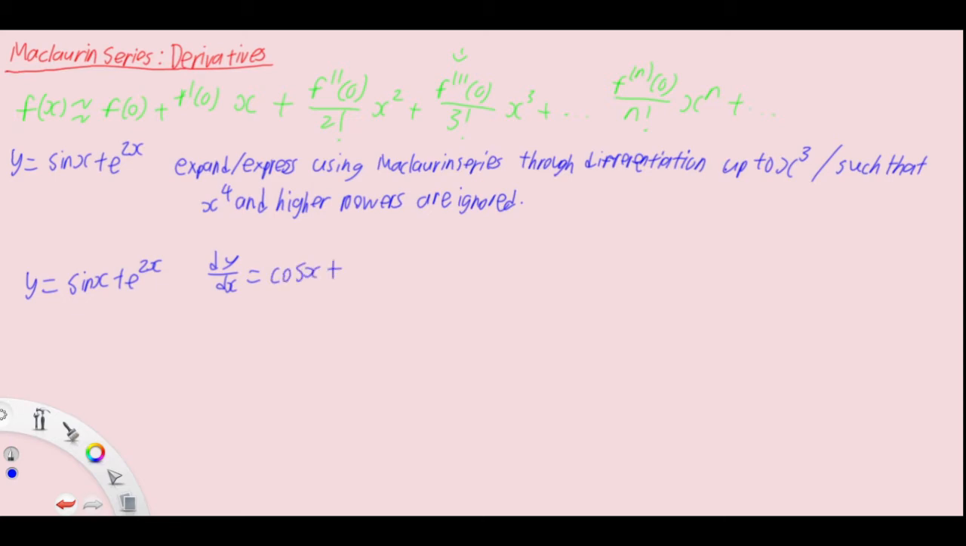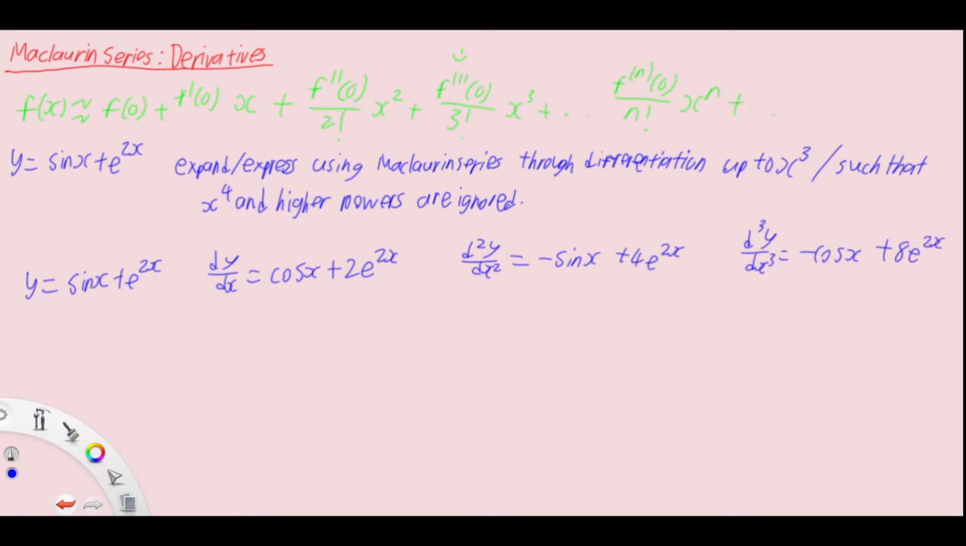Sine x becomes cosine x, e power 2x becomes 2e power 2x. Second derivative: cosine x becomes negative sine x, 2e power 2x becomes 4e power 2x. Third derivative: minus sine x becomes minus cosine x, 4e power 2x becomes plus 8e power 2x.